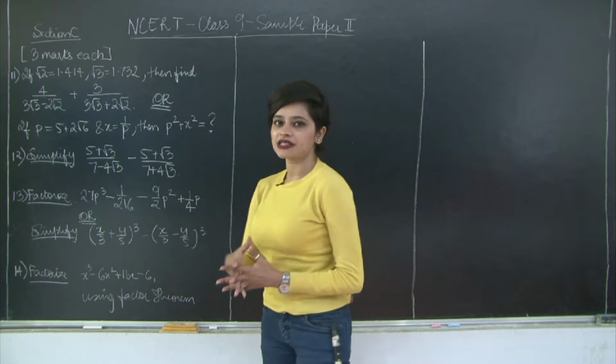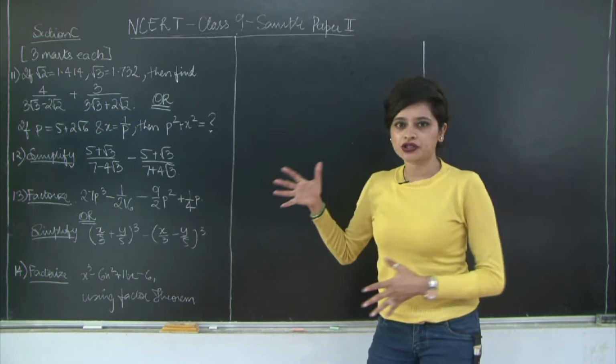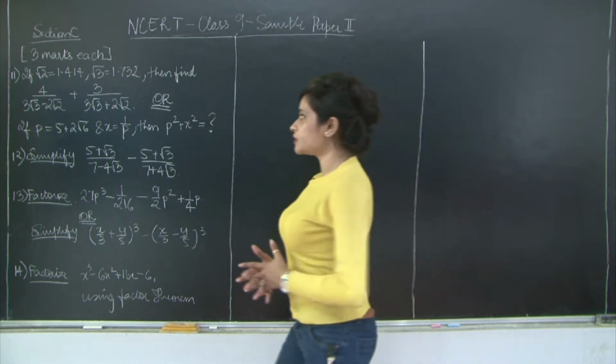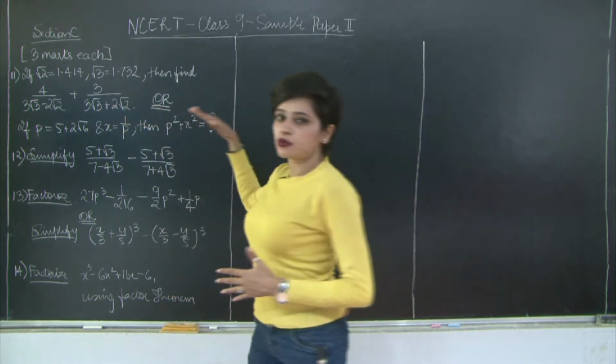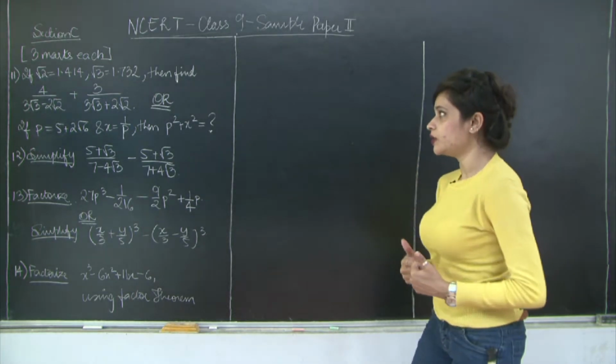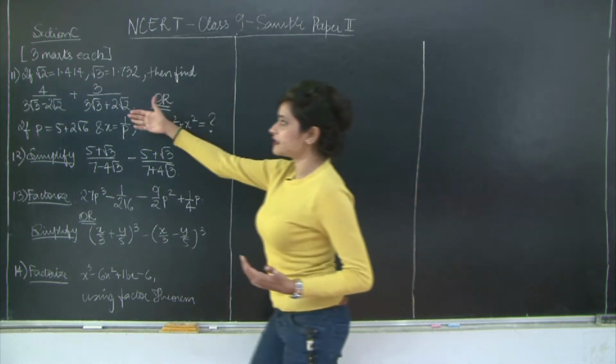Now section C, wherein each question is for 3 marks. There are more questions, but we will take a look at 4 questions for now and the remaining questions in the next classes. So for the first one, if root 2 is equal to 1.414 and root 3 is equal to 1.732, then we need to find the value of this expression.